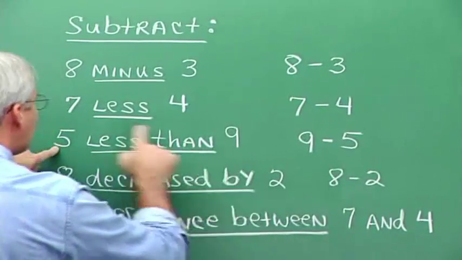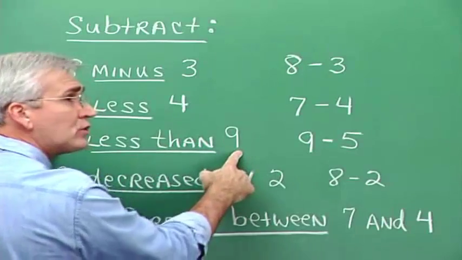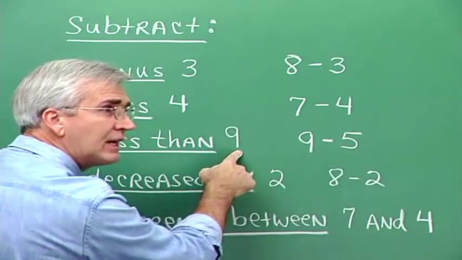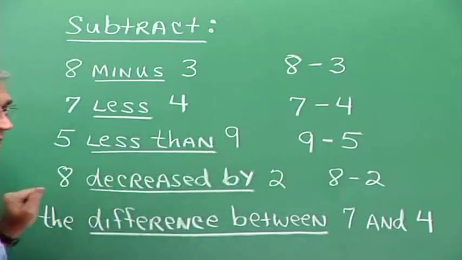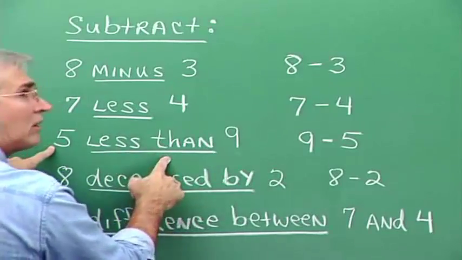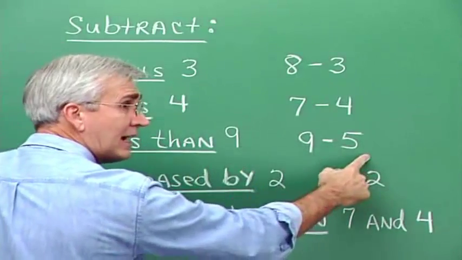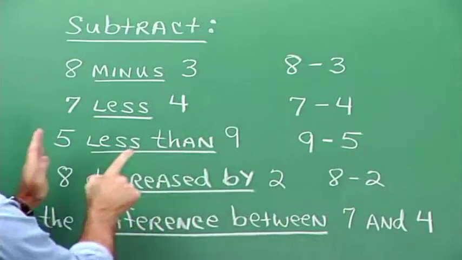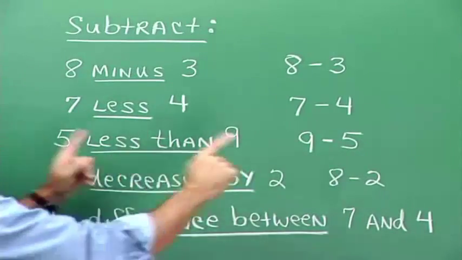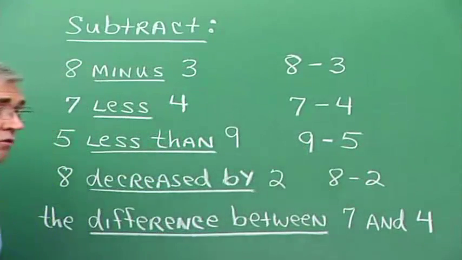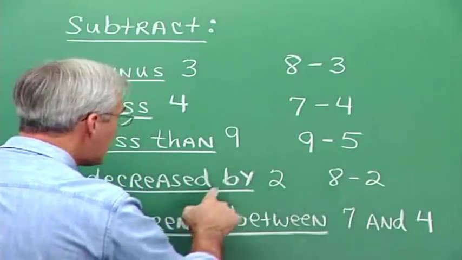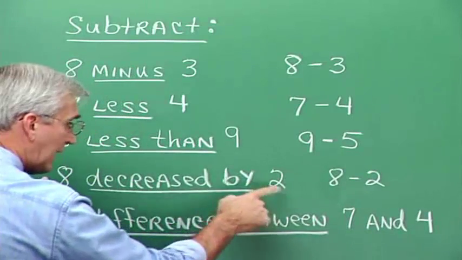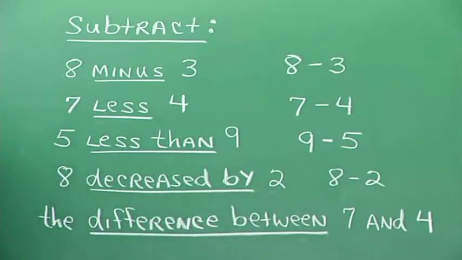5 less than 9. 5 less than an amount which we apparently already have. It's implied that we have this, and we want to take 5 from that. 5 less than, 5 smaller than 9. It's really 9 minus 5. And notice that the order in which these numbers appear in this phrase is different from the order in which the numbers appear when we actually perform the subtraction. 8 decreased by 2 means 8 minus 2. We're decreasing this number by that amount, so we're subtracting this amount from 8.